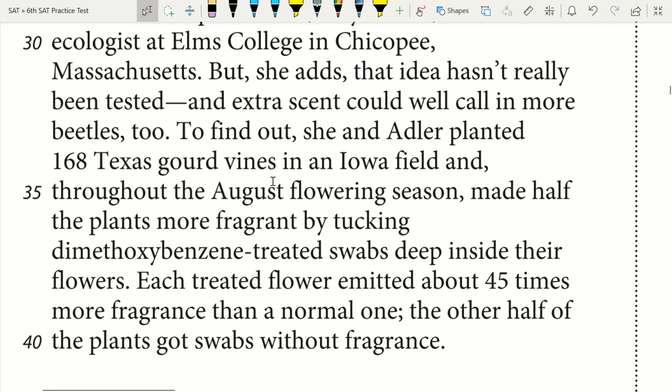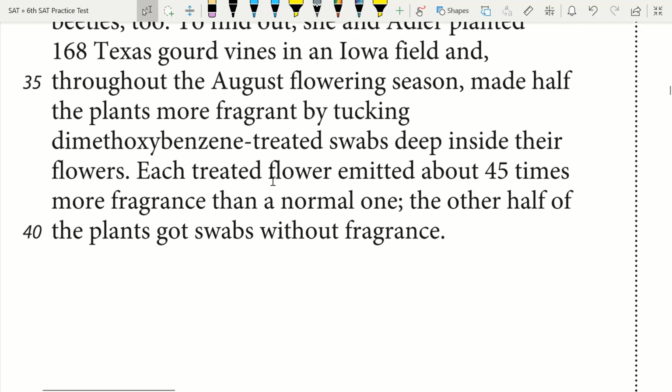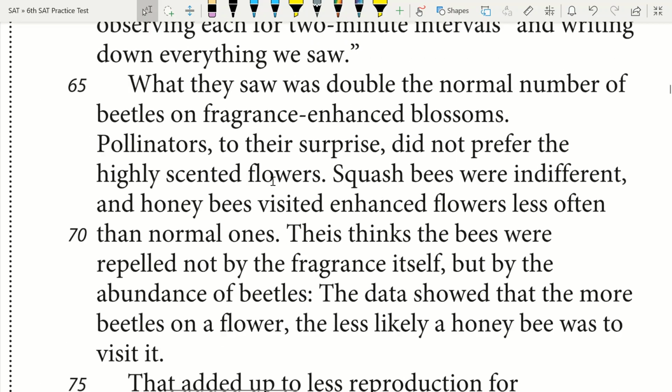To find out, she and Adler planted 168 Texas gourd vines in an Iowa field, and throughout the August flowering season made half the plants more fragrant by tucking dimethylhexylbenzene treated swabs deep inside their flowers. Each treated flower emitted about 45 times more fragrance than a normal one. The other half of the plants got swabs without fragrance.